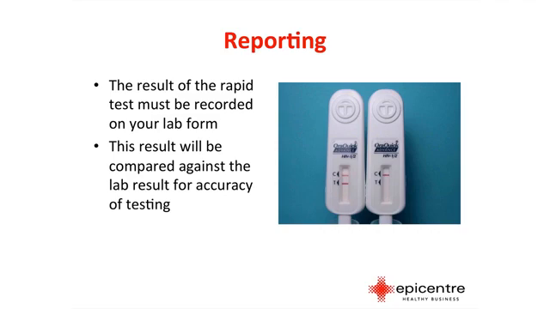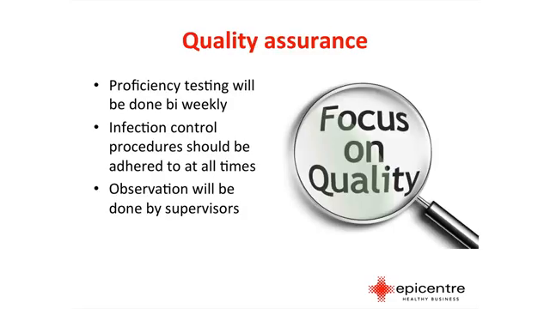With regard to reporting, the results of the rapid test must be recorded on your lab form. These results will be compared against the lab results for accuracy of the testing. Quality assurance of testing is defined as those strategies employed by HCT services to ensure that the final HIV test results are correct. These include proficiency testing, which will be done bi-weekly. Infection control procedures should be adhered to at all times, as well as observations that will be done by supervisors.